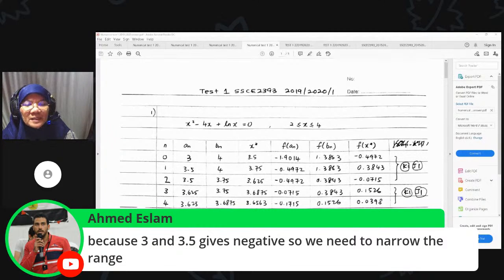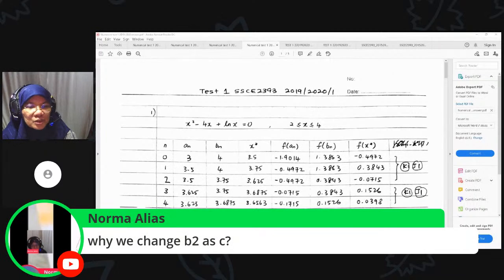FB times FC is negative. The second question, why do we change B2 as C? Because FA times FC is negative. So this is the answer. You need to continue this process.